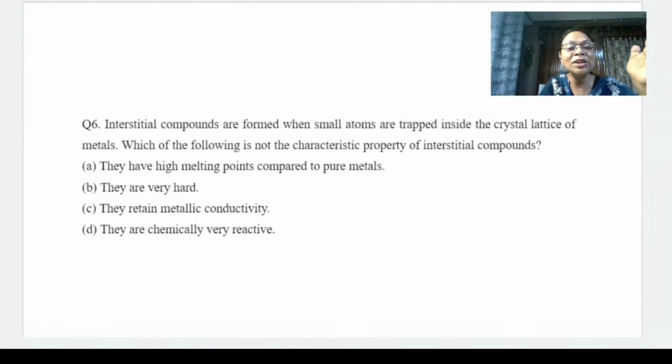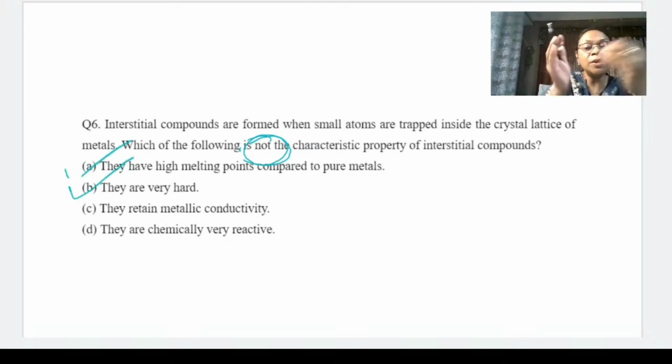Yes, interstitial compounds, transition metal compounds where the small atoms are trapped inside the crystal lattice of metals. Which of the following is not the characteristic property of interstitial compounds? They do have high melting points, we know it. They are very hard, of course, because of the trapping. They retain their metallic conductivity.